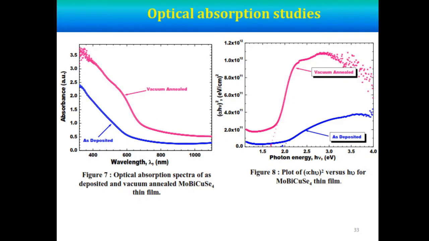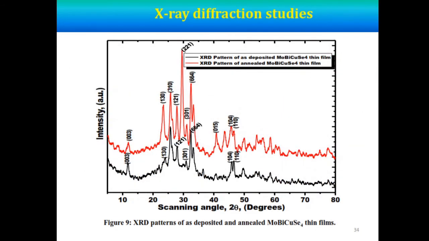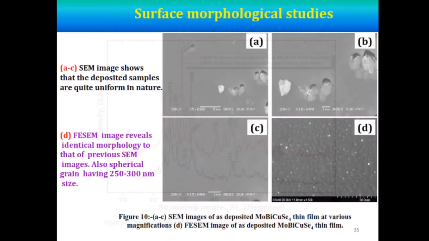Optical absorption spectra of as deposited and vacuum annealed MoBiCuSe4 thin film, and figure number 8 shows the plot of (hν)² versus hν for MoBiCuSe4 thin films, showing band gaps of 1.92 electron volt and 1.68 electron volt for as deposited and vacuum annealed respectively. This is the X-ray diffraction studies, XRD patterns of as deposited and annealed MoBiCuSe4 thin films.